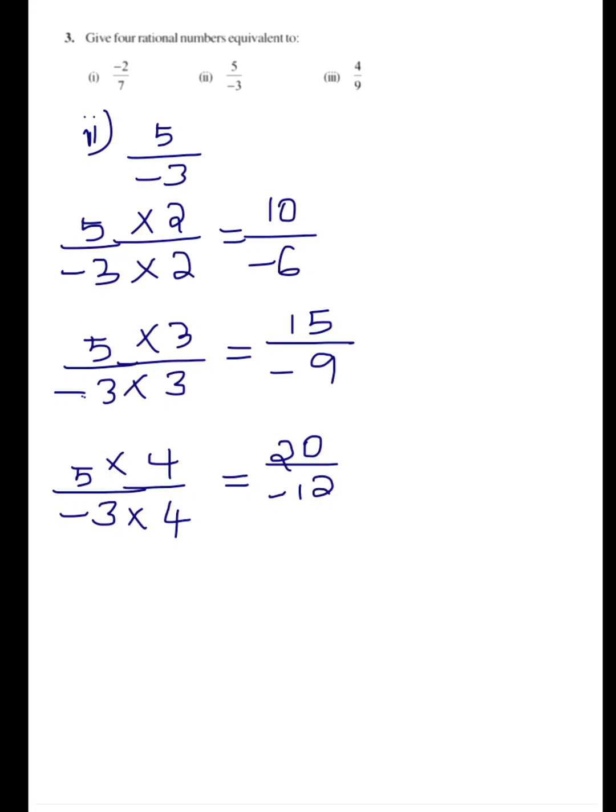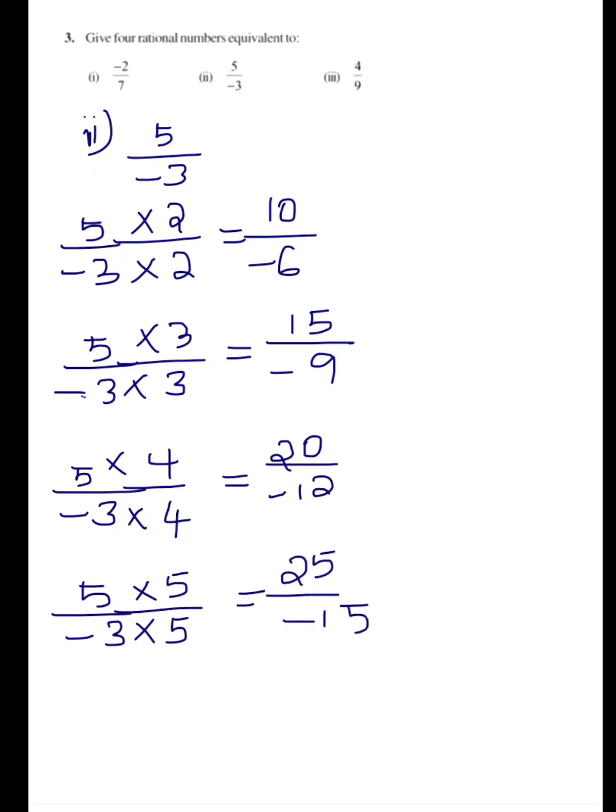Now 5 by minus 3 into 5. So what will be the answer? 25 by minus 15. So what are the answers? 10 by minus 6, 15 by minus 9, 20 by minus 12 and finally 25 by minus 15. So these are the four equivalent rational numbers.